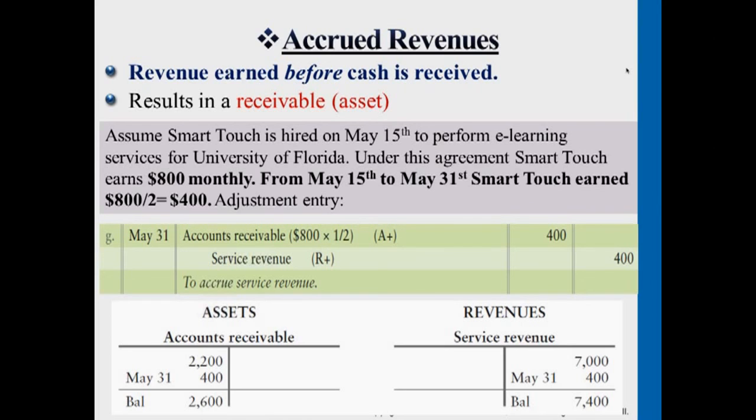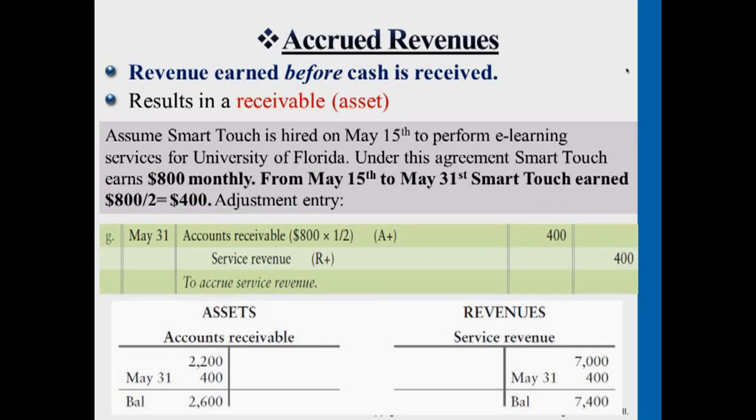So when it reaches the end of the month, we want to represent, for example, some of the contracts. Like if a company hired SmartTouch to perform e-learning services starting from May 15th, and let's say that on a monthly basis they agreed to pay SmartTouch company $800. So this is a monthly contract amount. So from May 15th all the way to the end of May, there has been 2 weeks already. So if SmartTouch company has been providing e-learning services for 2 weeks, even though the regular pay date probably is June 15th next month, so exactly a month later, they should be getting this $800.